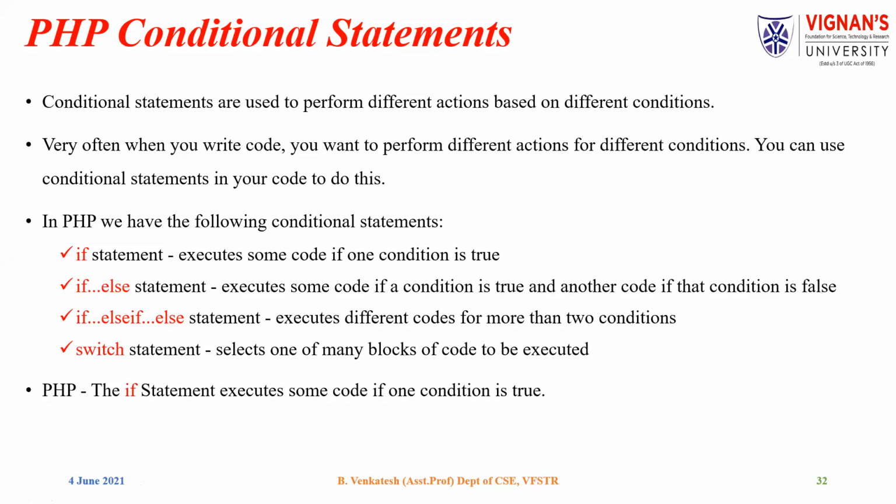Or if that condition is matched, then only we need to execute a set of lines of code. In such cases, we use conditional statements. Like in C, in PHP also there are different types of conditional statements. What are the different conditional statements available in PHP? They are if, if else, else if ladder. These are some of the available conditional statements in PHP.